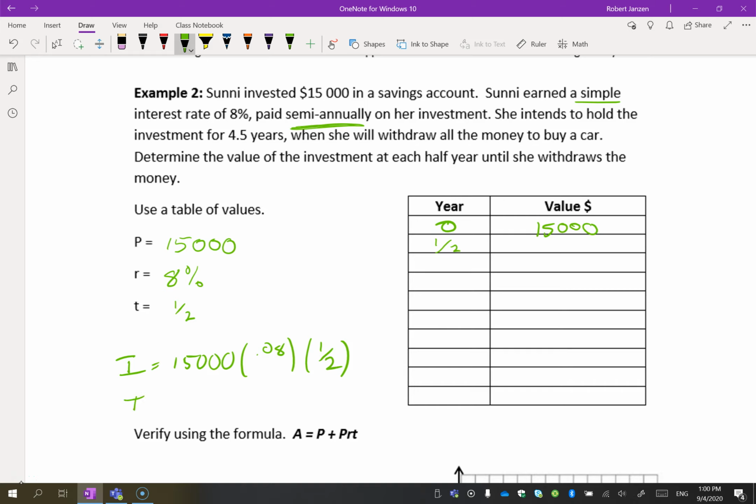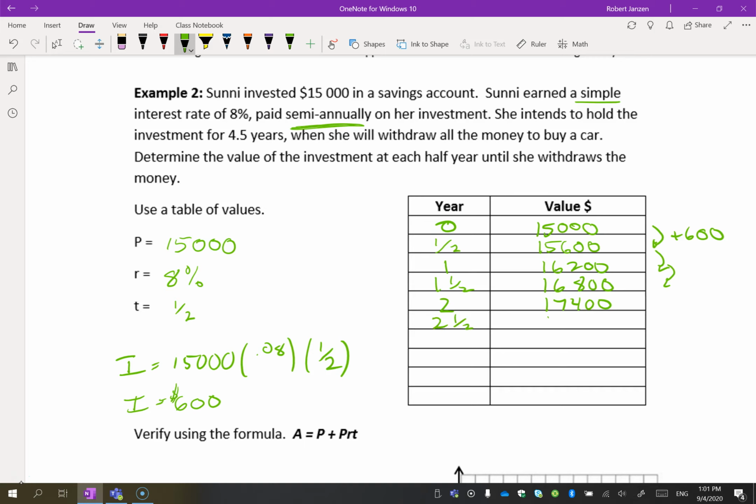So you're going to get $600 is how much interest you would be making every 6 months. So if we add 600 here, the value is now going to be 15,600. And since it's simple interest, this amount is going to be the same every time. We're going to keep adding 600. So this would be 16,200. This would be 16,800. After 2 years, it would be 17,400.